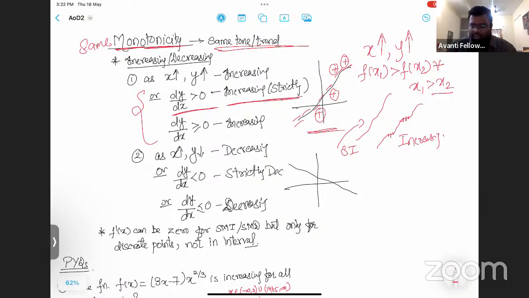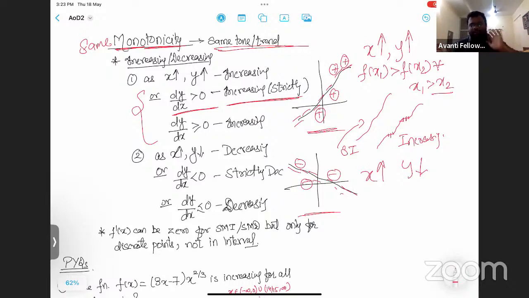Contrary to that, for the decreasing function, as x increases, the y value decreases. The graph is the sliding-down type: as the x value increases, the y value decreases, so the graph is sliding down. If we associate this with the derivative, the angle of the slope at each point is between 90 and 180 degrees. So the slope is negative at each point. Hence we say dy/dx is less than 0 for strictly decreasing, or for decreasing functions basically.